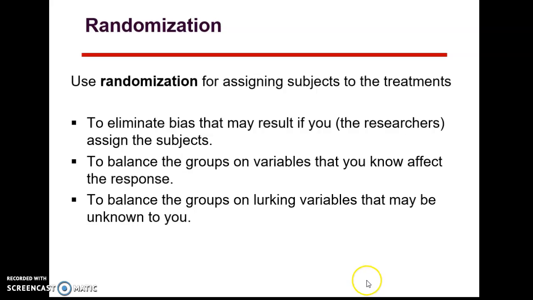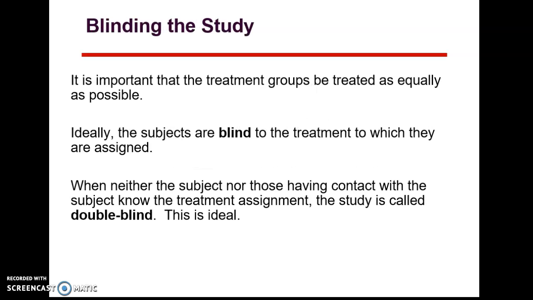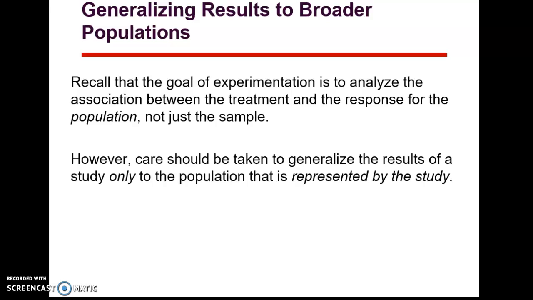So we just looked at a little bit of how we can design an experiment to balance on variables and to balance on the lurking variables that may be known or unknown to you. So general rules. You want to generalize it only to the population that is represented by the study. So if people volunteer to take a Pepsi versus Coke test, any results you get would only be valid for the type of people who would volunteer, and it's hard to know what that would be.